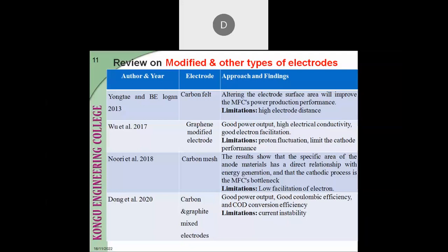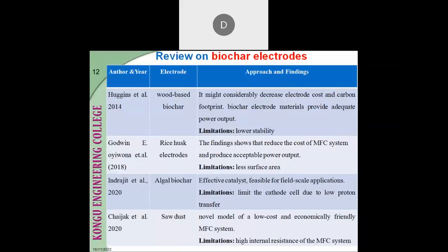and the low facilitation for electron transfer, and also the current instability. Okay, so these are all some important demerits.